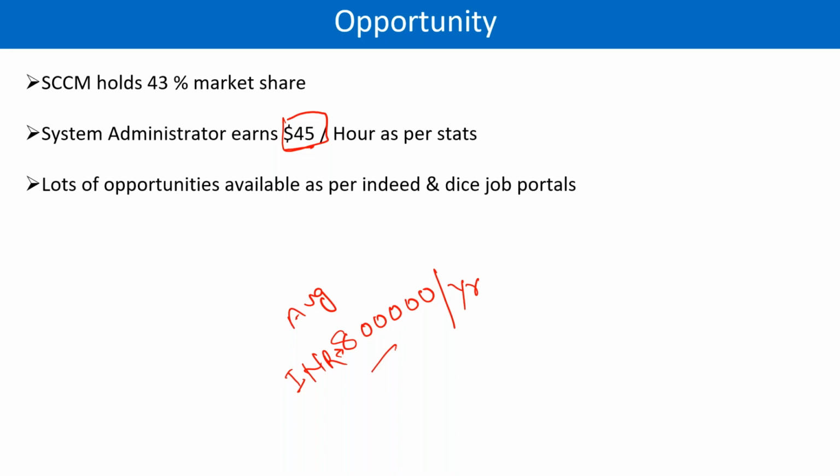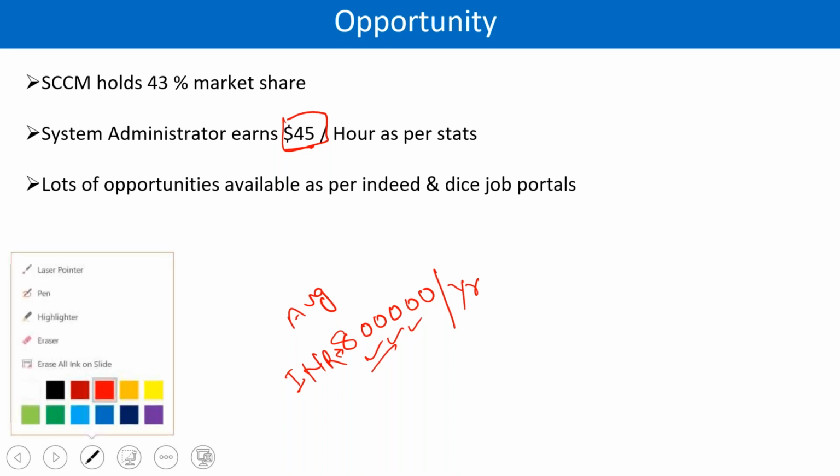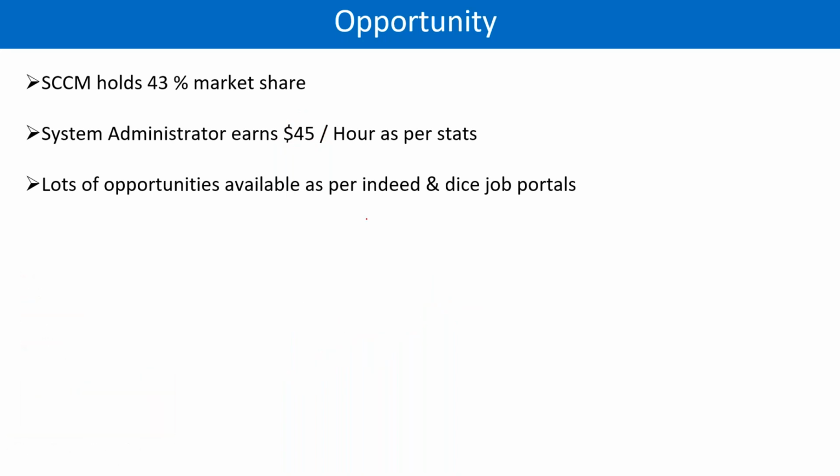Average. You might be getting more than this, you might be getting less than this. If you have 3 or 4 years of experience on SCCM, you can expect this salary. Lots of opportunities are there. You need to start applying on Indeed, Dice, or local job portals like Naukri, Monster. You have to find out which are the leading job portals in your location, and then apply for SCCM related opportunities there.